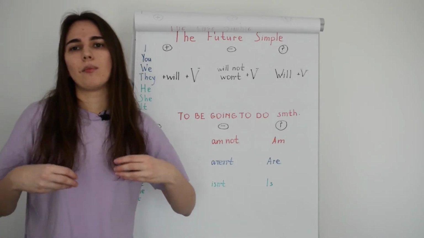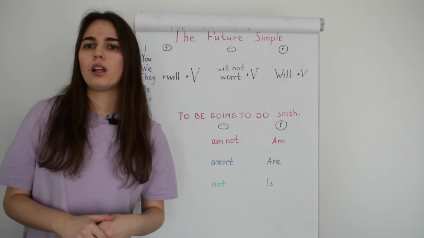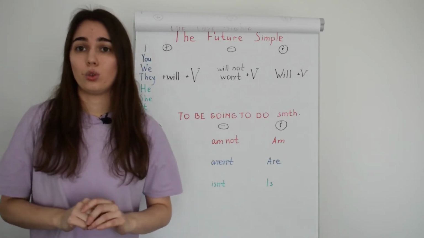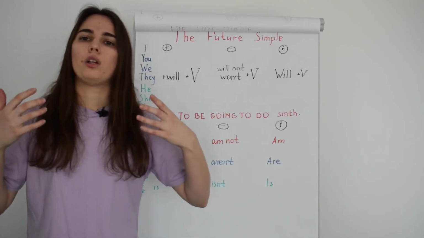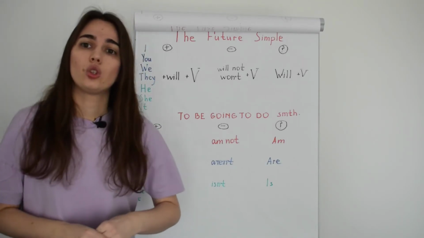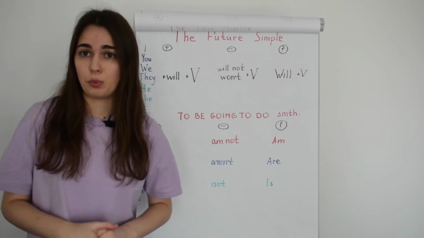When do we use this tense? When we make our decisions about the future on the spot. For example, I decide to buy this dress even if I didn't plan to do so. Then I say, I will buy this dress. Or I decided to read this book even if I didn't plan to do so. I will read this book.